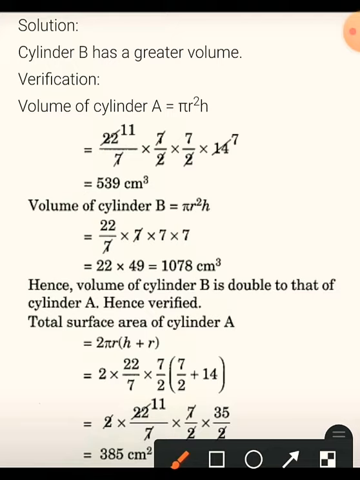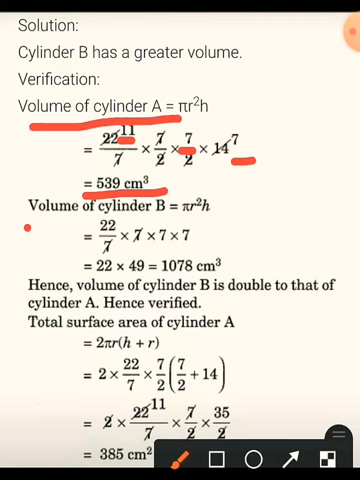After cancellation, what is left with us? 11 is left, 7 is left, and here again 7 is left. Now these three are in multiplication. So after multiplying, our final answer will be 539 centimeter cube. So this will be the volume of cylinder A.